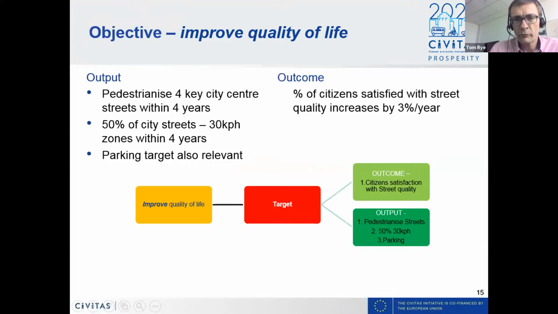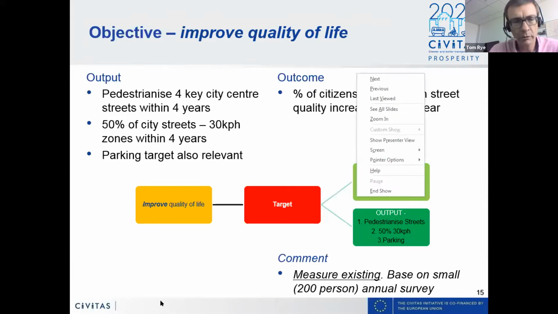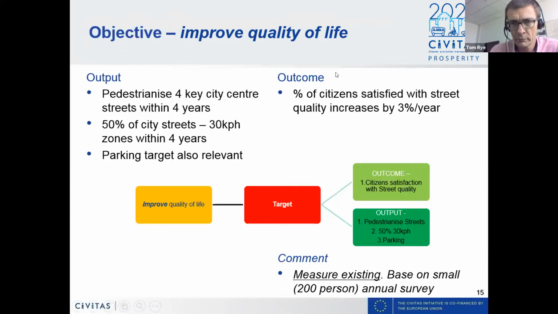Or again, some form of perception. The percentage of citizens satisfied with street quality increases by 3% a year. And again, you would need some kind of annual survey to do that. So if you want to measure outcomes, you need perhaps more difficult data than if you've got output targets.